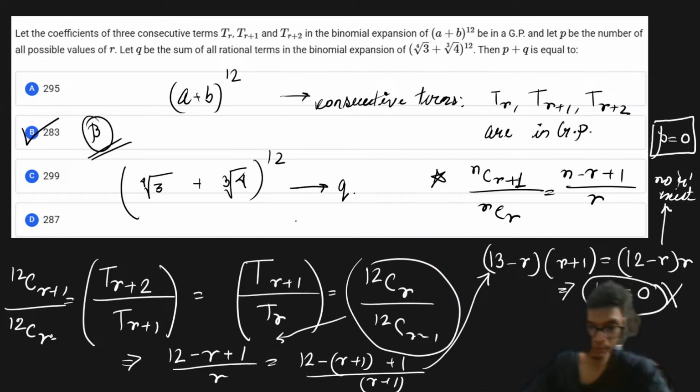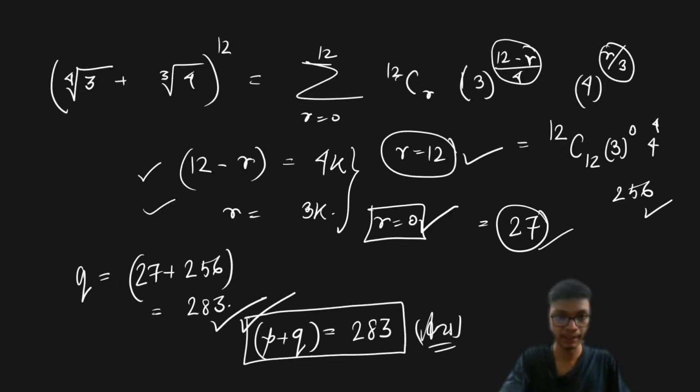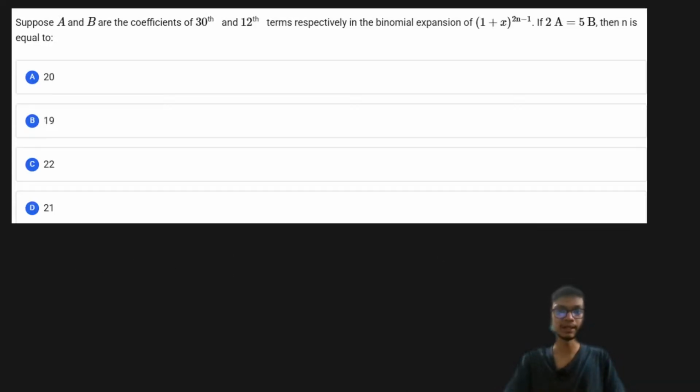So shall we proceed with the next problem? I hope this part of the problem is clear to all of you. It is clear. Let's proceed with the next problem. Our next problem is basically talking about the coefficients, the coefficients of the binomial expansions.